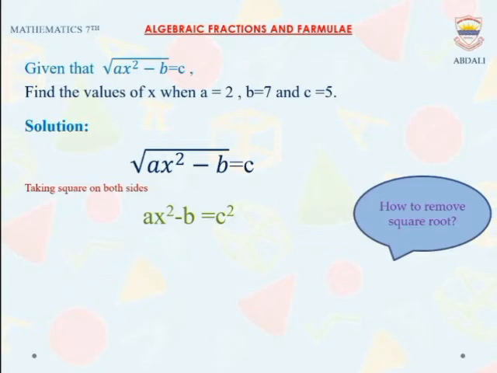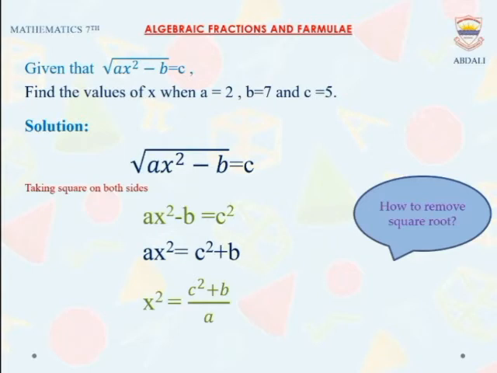So now we have to separate x. So we will move minus b to the other side of the equation. Minus b will change into plus b. Okay, and to separate x, a is being multiplied with x square. So when it moves to the other side, it will be divided. So it becomes x square equals c square plus b by a. Okay, so now we have separated the x value.